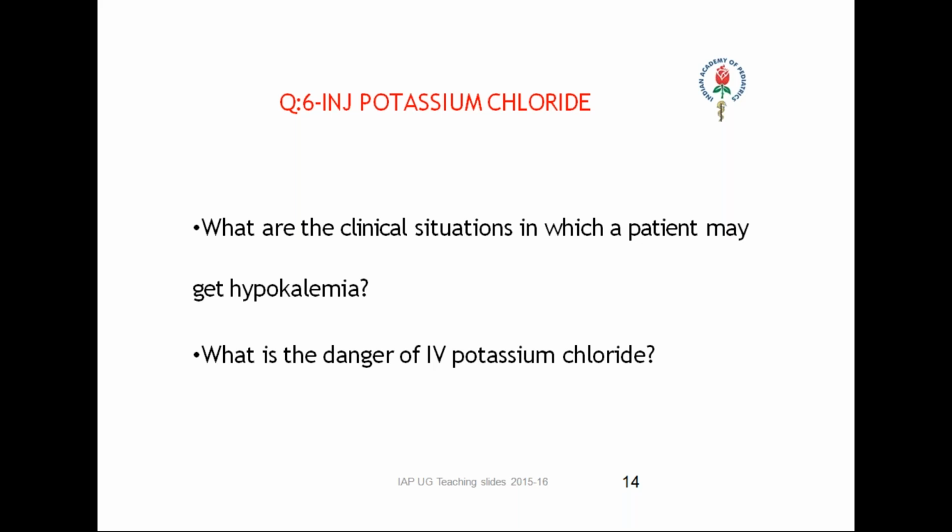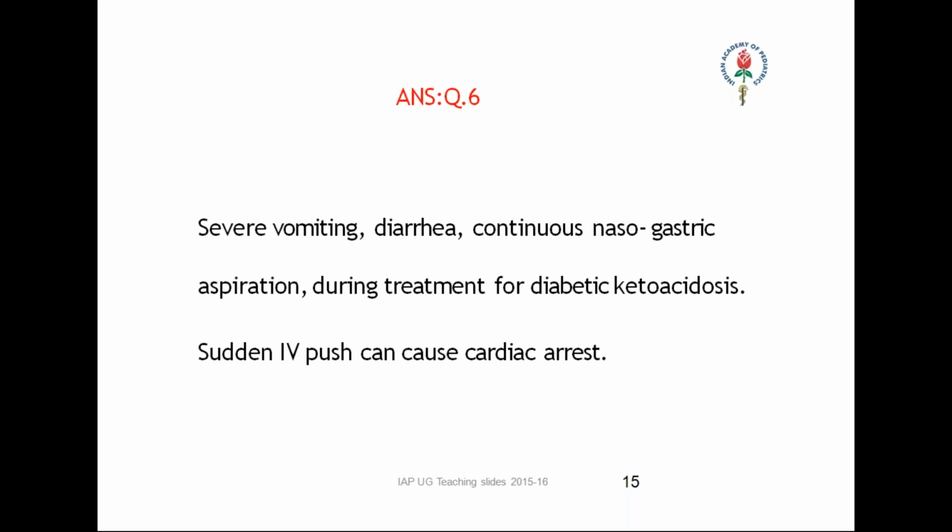Next drug is potassium chloride. What is potassium chloride? It is nothing but potassium. So we give this drug in hypokalemias, right? What are the clinical situations in which a patient may get hypokalemia? What is the danger of IV potassium chloride? These are the potential questions you can get. Severe vomiting, diarrhea, continuous nasogastric aspiration, and during treatment of diabetic ketoacidosis.